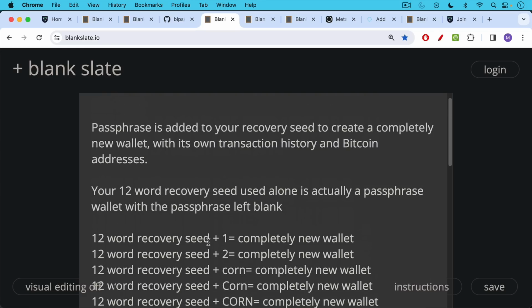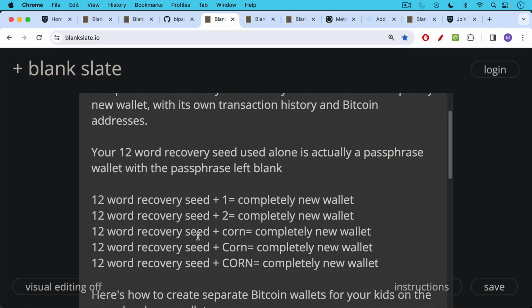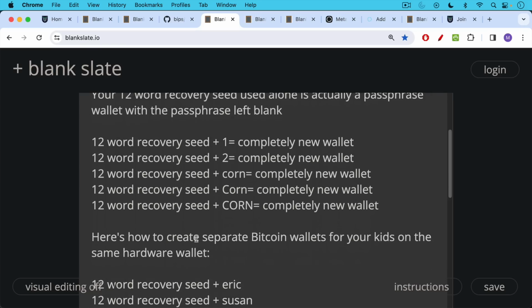And when you open up your hardware wallet, you'll usually need to enter that recovery seed, and you'll need to enter the passphrase at the time in order to access that wallet. And the passphrase is never stored on a hardware device.